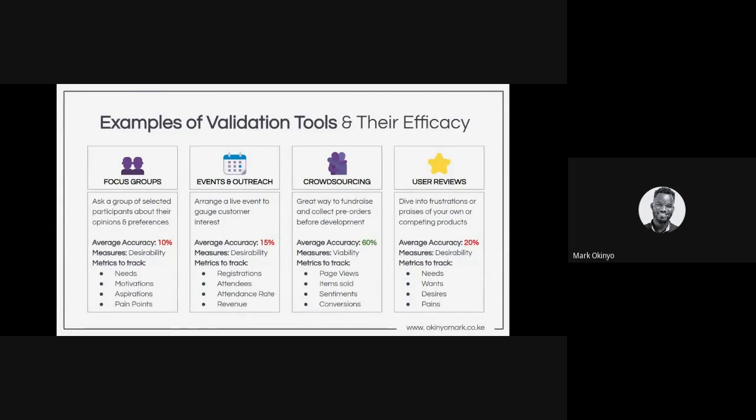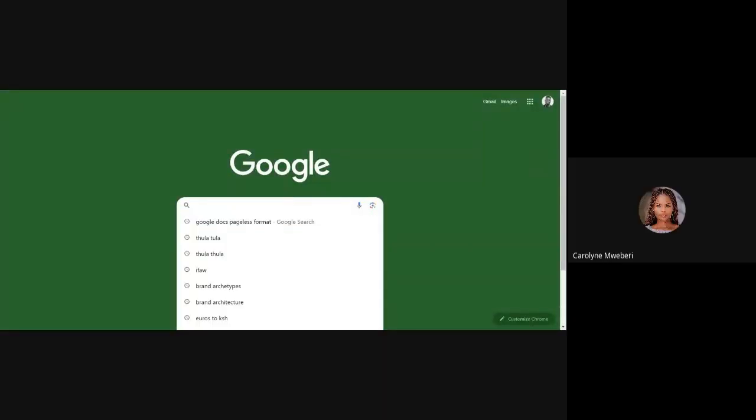And then user reviews. So dive into frustrations or praises of your own products or competing products and services. Essentially how you can do this, you can go, let me see, which is a popular brand that we can look at? Give me an example. Coca-Cola? No. Let's look at Radisson Blue.